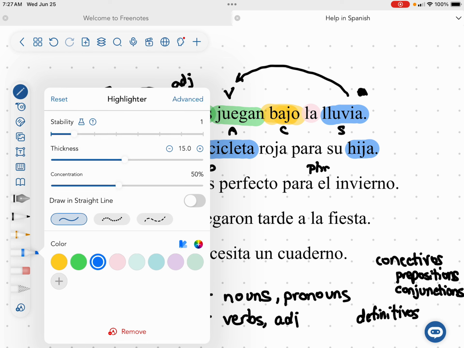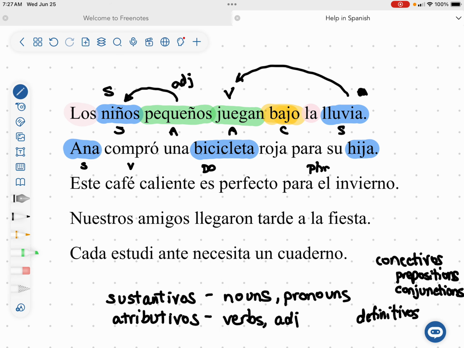So now I'm going to find the life-giving words, and these are the descriptive words. So what did she do? Compró. So that's our action. That's the description of the action she's doing. Ana compró una bicicleta. What kind of bicicleta? Roja. All right, so those are our describing words, our atributivos.